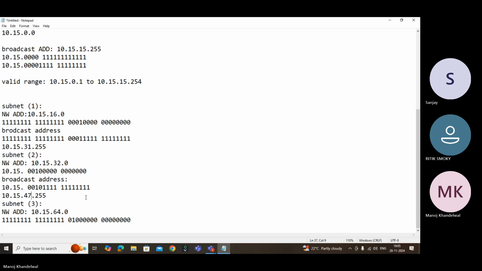Yes, sir. So similarly here also, this is the network address. Whatever you've done will be 48. 10 dot 15 dot, then here it is going to be 00, right? 0011. It's a broadcast address, no? Yes, broadcast. This is the network address of subnet number 3.